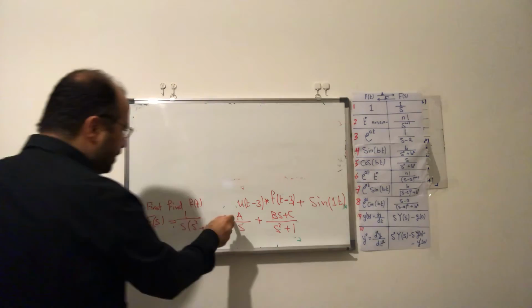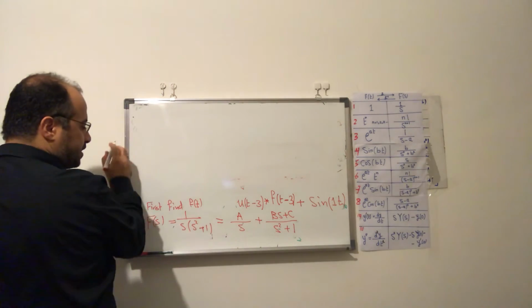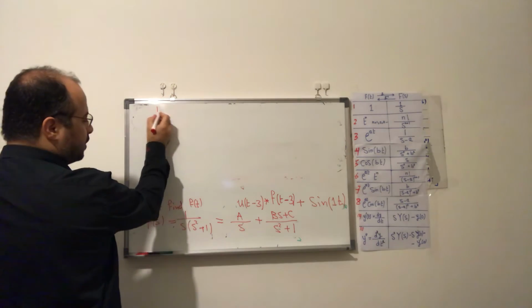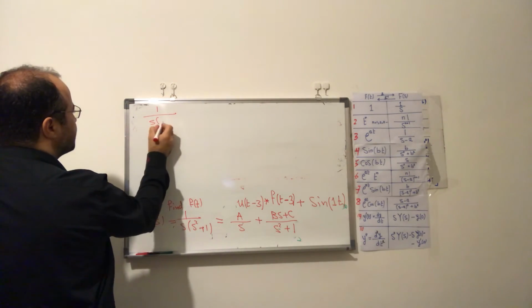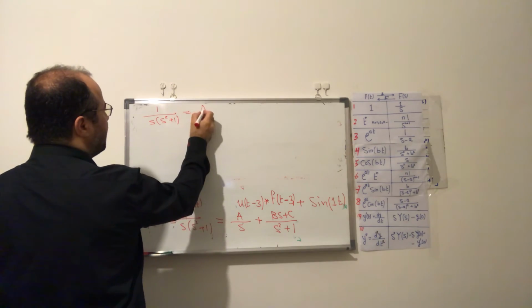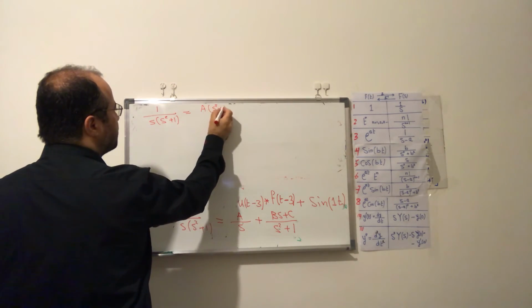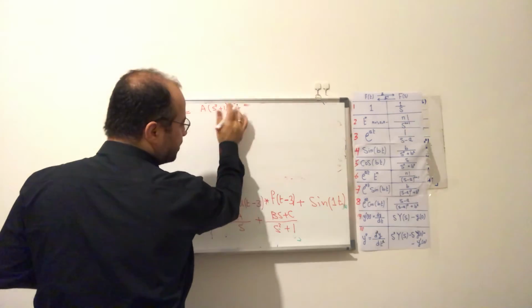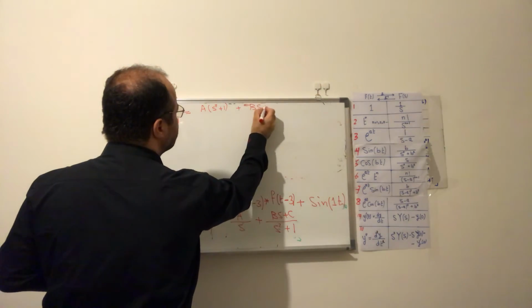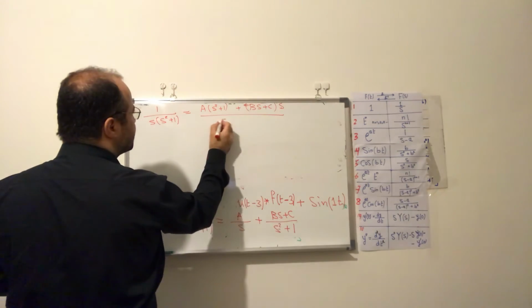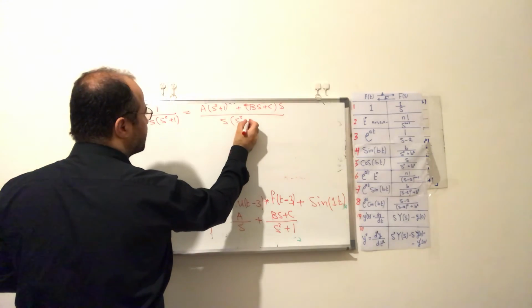Okay, now I need to find a and b. Now what is a and b? If you make a common denominator, you will discover that you have s times s squared plus 1, right, equal to a times s squared plus 1, and then plus s times, if you like, ps plus c over s times s squared plus 1.